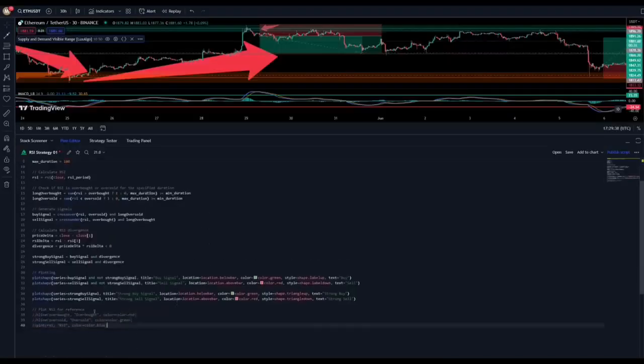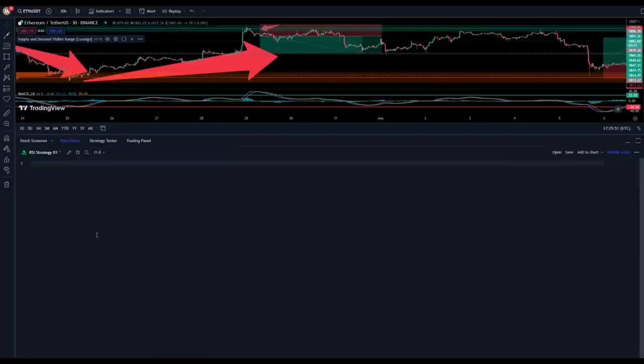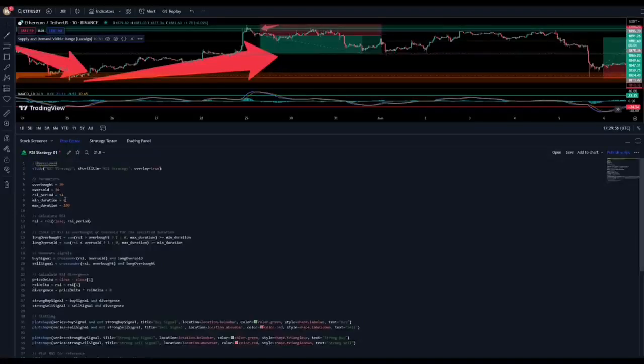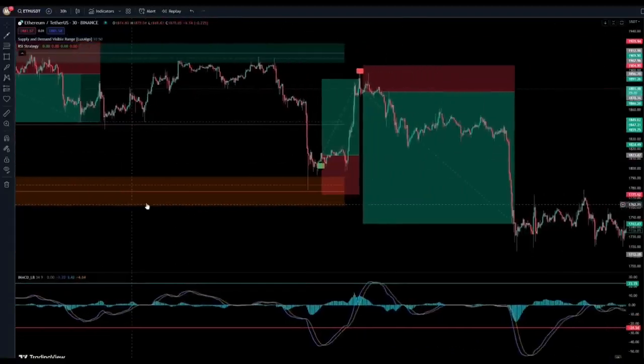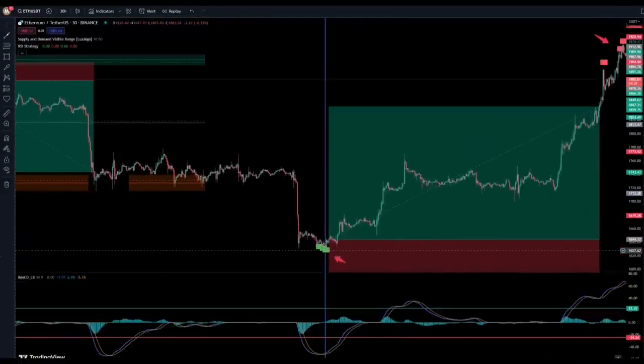Delete all existing code on the tab and paste the code you copied from the file into here. Then change this number from 14 to 20. Next, click the Save button and add to chart afterwards in order to apply the indicator to the chart. As you can see, the indicator got added to the chart. It's the same one I've been using in the video.